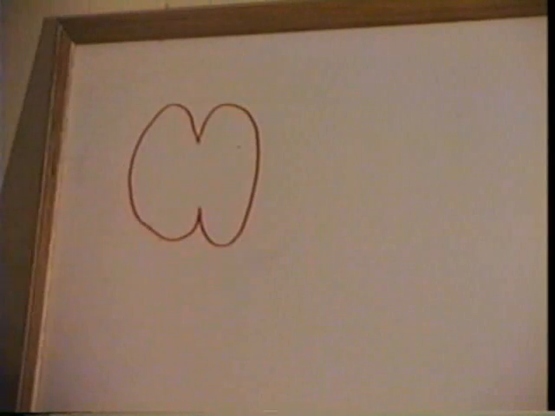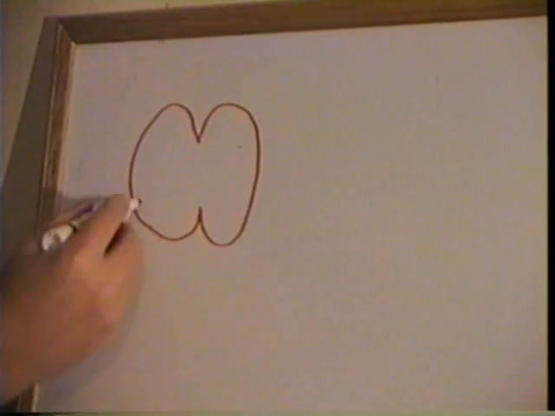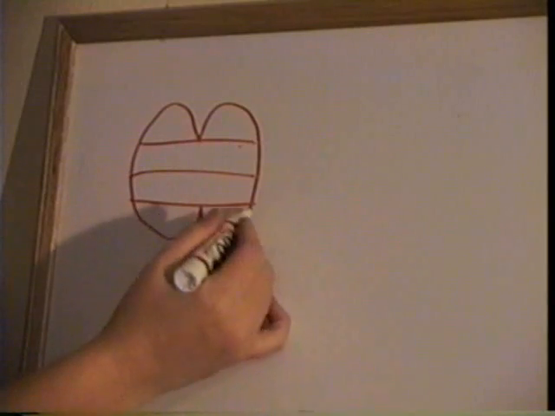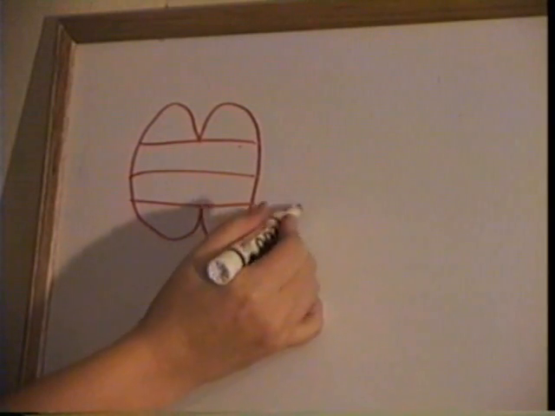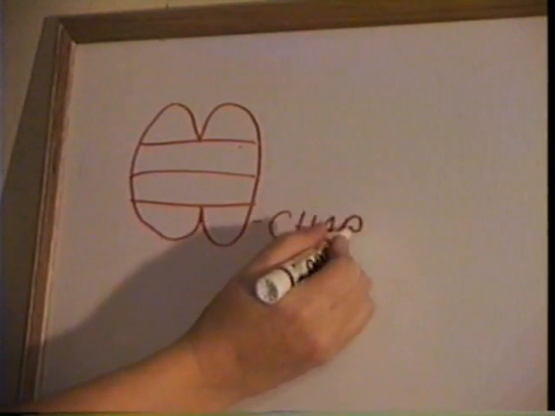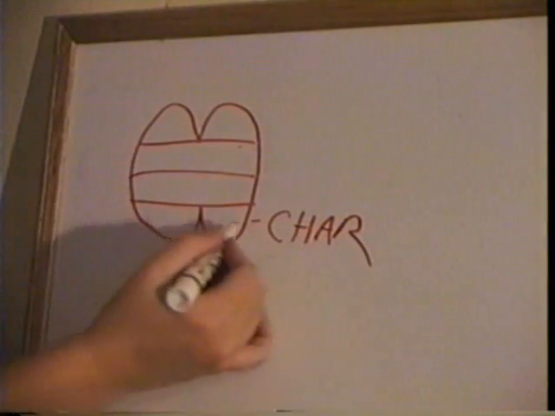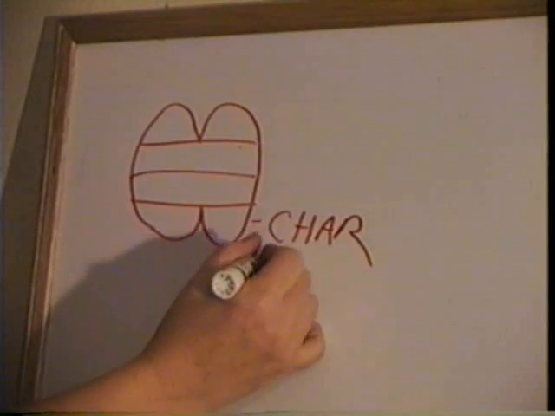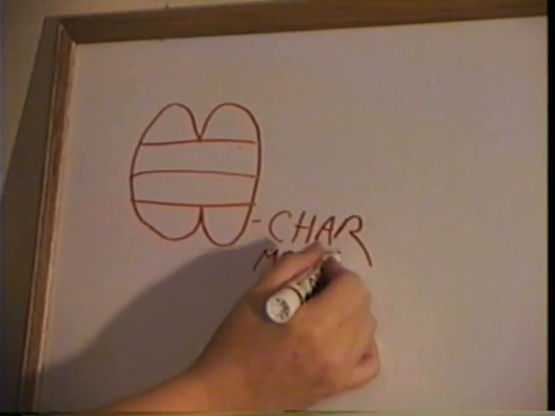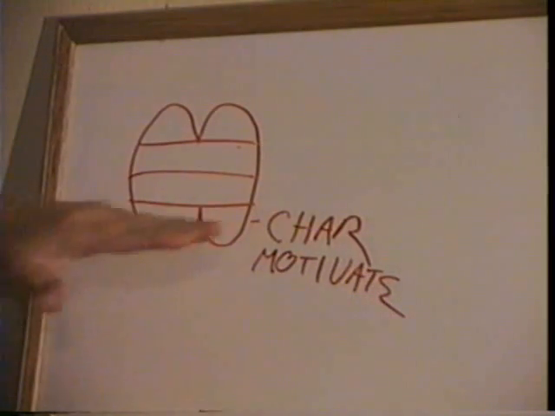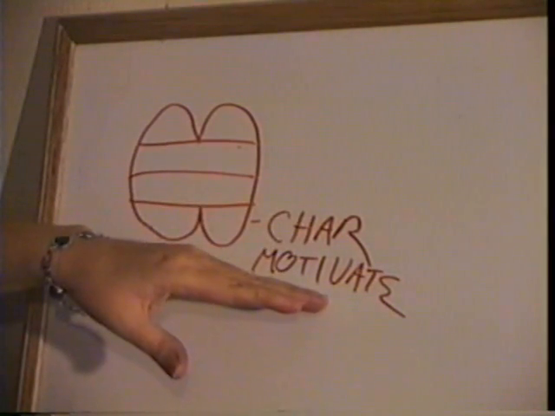Now the story mind, we said it had 4 levels. One level, that was the characters. Okay? And the characters represented the motivations. Here you go. Motivate. Okay, so characters are the motivations of the story mind.